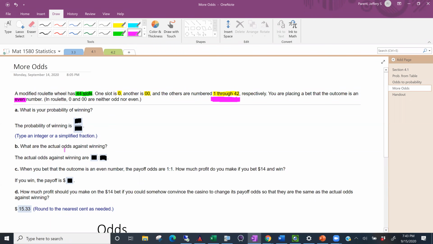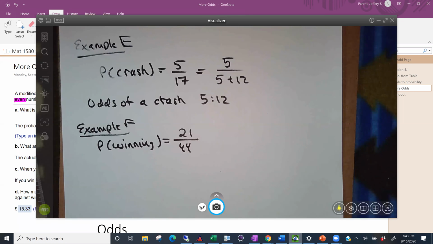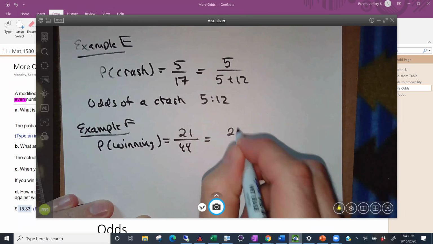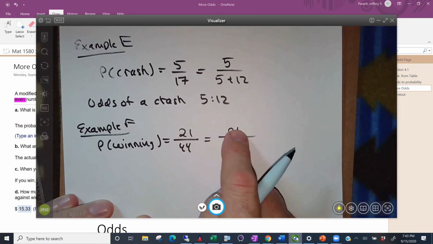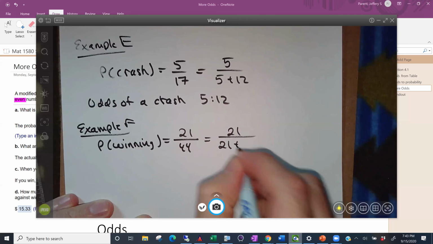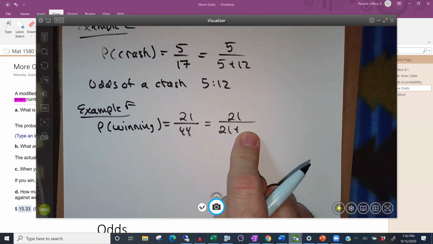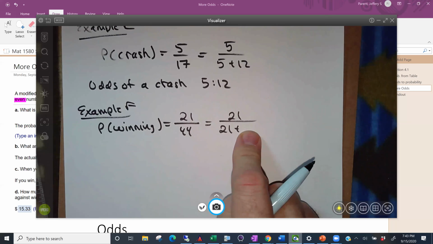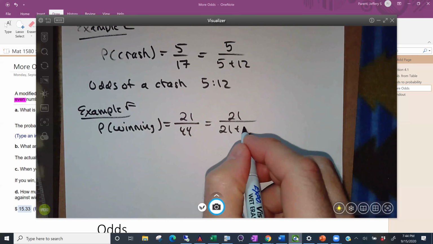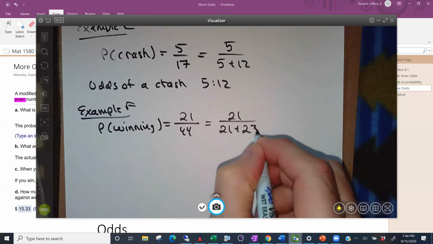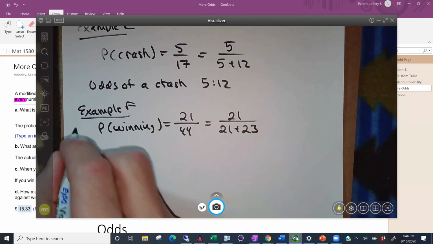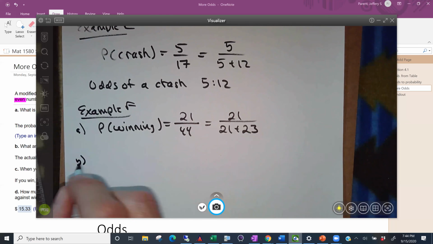What are the actual odds against winning? So we're going to do here what we did with our previous one. We're going to break up that probability into 2 pieces. There were 21 ways you can win. How many ways are there that you can lose? 23.